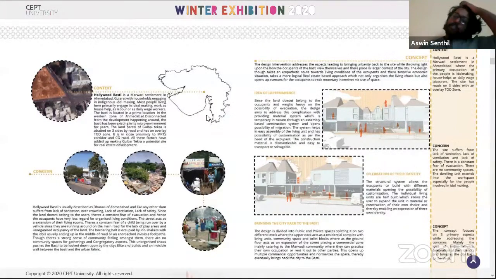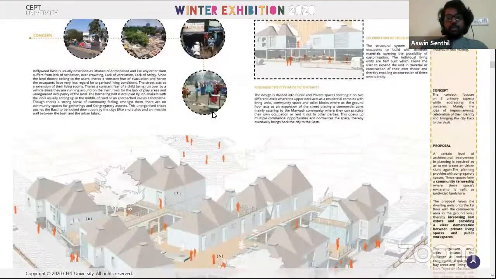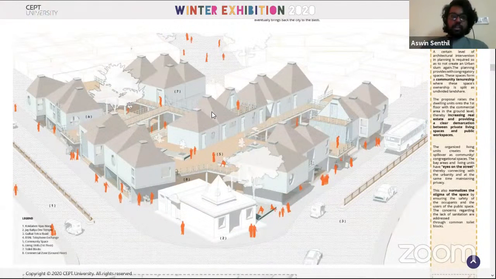So yeah, the next one was a time problem. It was a resilience studio where we were given an urban fragility, more of the economic fragilities of the Bastar tribes. This was a project done by Karthik Nakana and myself. We studied the Hollywood Basti in Ahmedabad, in Gulbai Tekra. We jotted down the concerns and the context, and in response, how do we respond? The response was to instill an idea of impermanence, celebrate their identity, and bring back the city to the Basti.